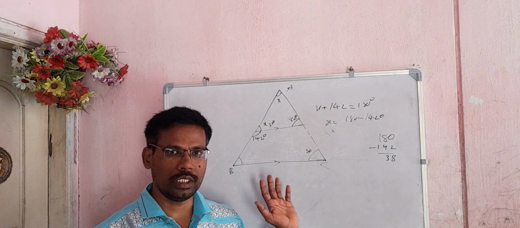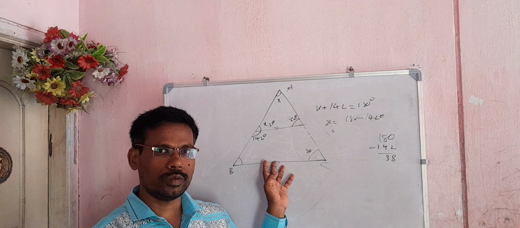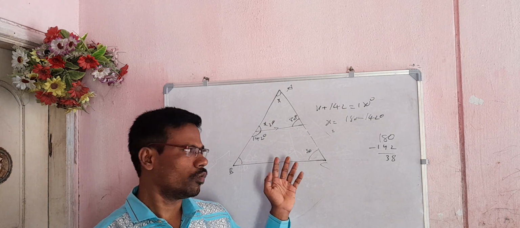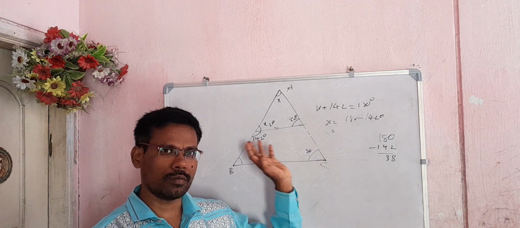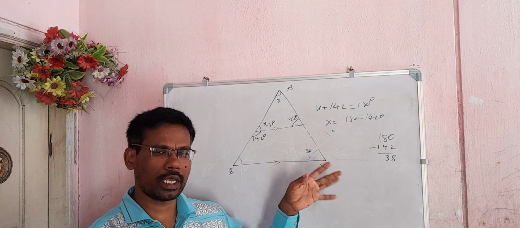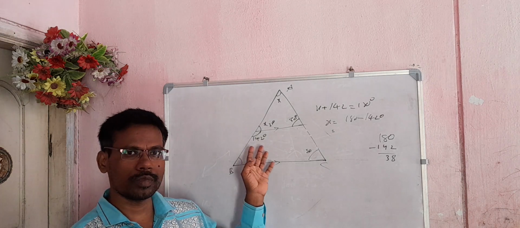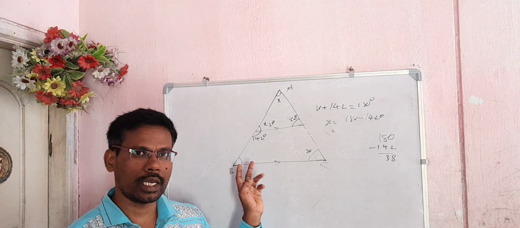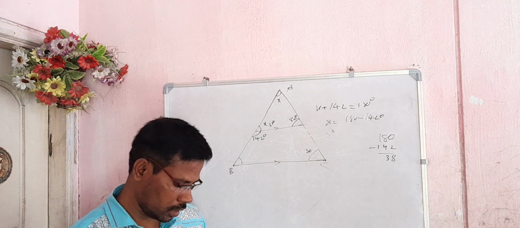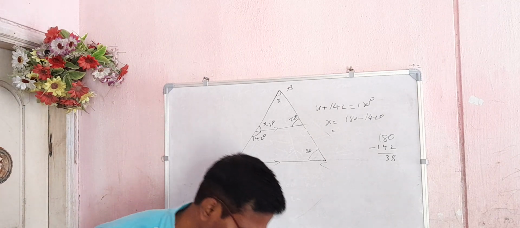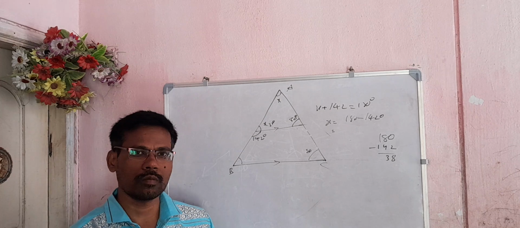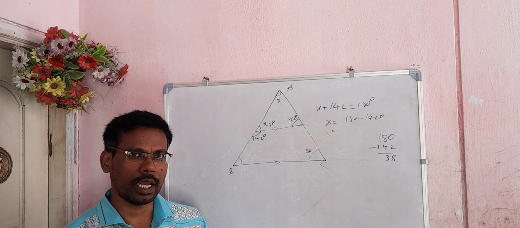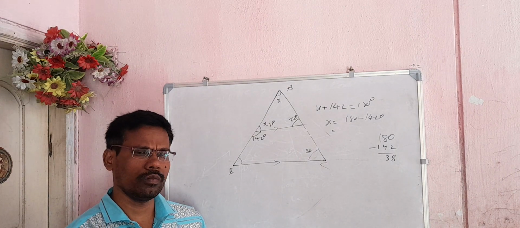So is it clear, students? To do triangle problems, what are the basic things you should know? Exterior angle of a triangle is equal to sum of two interior opposite angles, equilateral triangle I told, and word problems, how to calculate x, y, z, and so on. In the next class, we will be doing some problems based on Pythagoras theorem, very important, and some like this.